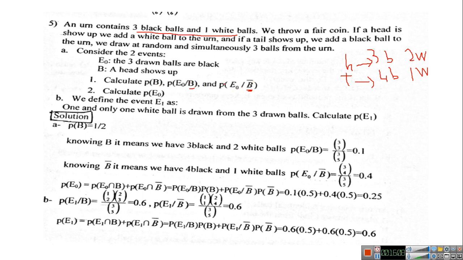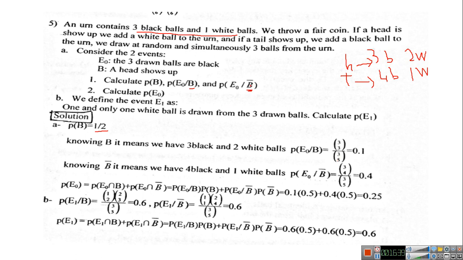Why? Because I have B bar and B. Always when you have, as we said in the first problem, B and B bar, it means total probability. P of B, what does it mean? A head shows up, it's 50%, you all know. A tail shows up, 50%. P of E knowing B, so knowing B, it means I know a head. So what is the probability of drawing 3 black? I want to draw 3. So it's 3 out of 3 over 3 out of 5.